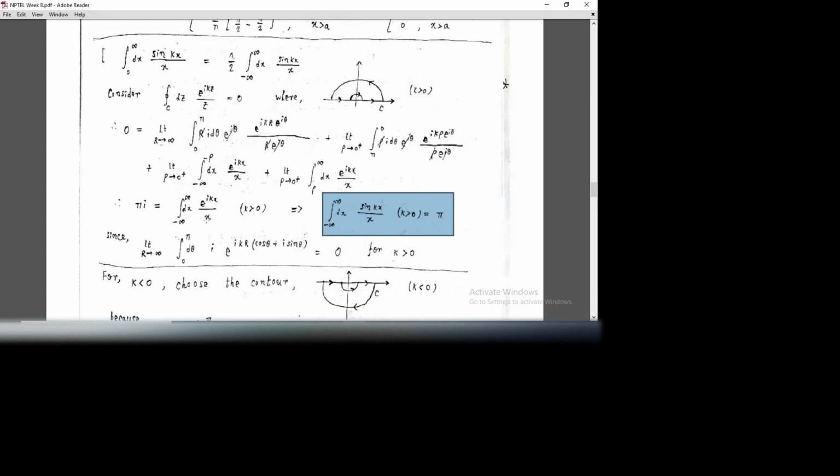We just have to compare the real values and imaginary values in the left hand side and right hand side in both cases. So in the left hand side the real value is 0, so we only need to compare the non-zero imaginary values. That is what I have done, and I have got this. So this analysis is for k greater than 0.